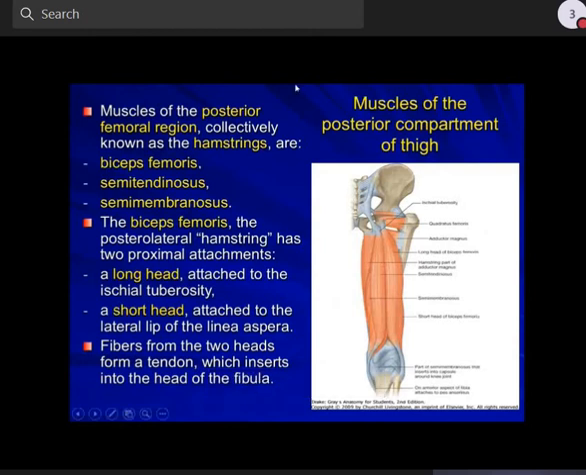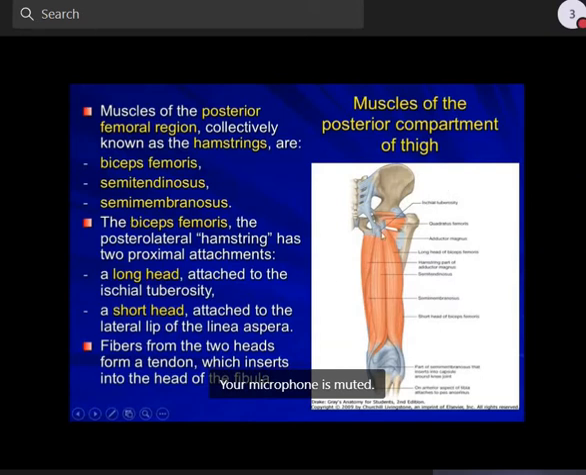The posterior muscles in the thigh that are called flexors or hamstrings, all except for the short head of biceps femoris, start from the ischial tuberosity.